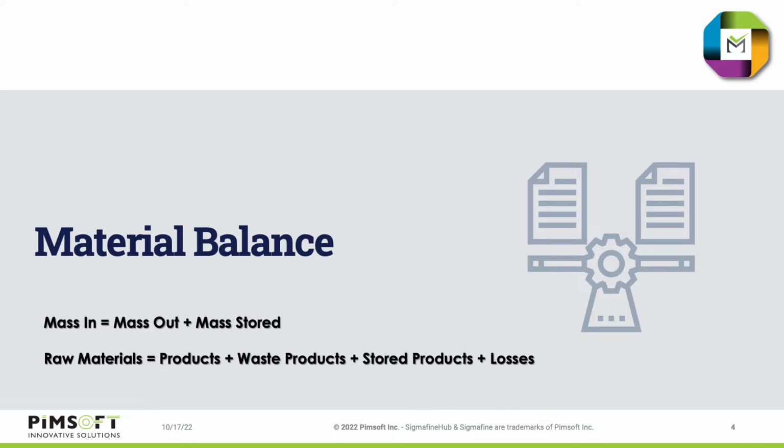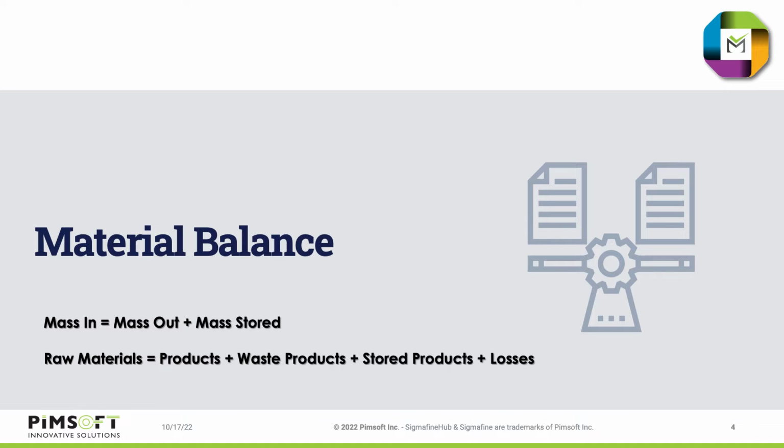So what exactly is material balance? The law of conservation of mass states that mass can neither be created nor destroyed. In terms of material balance, we can say that raw materials into a particular process should be equal to the sum of the products of that process plus the waste products plus stored products and losses. Losses are often unidentified and unknown. So if this equation is not true, then it means there is a material imbalance.